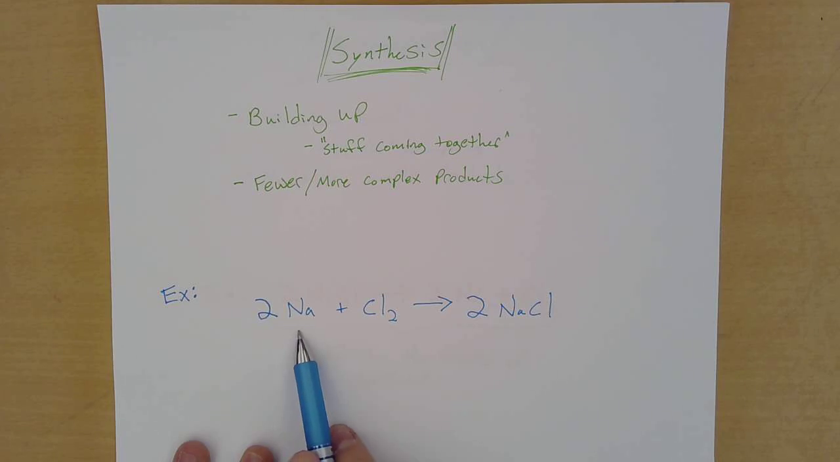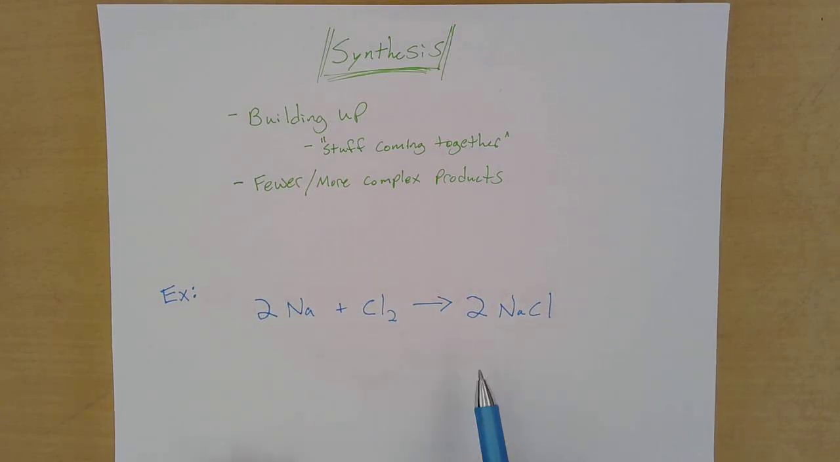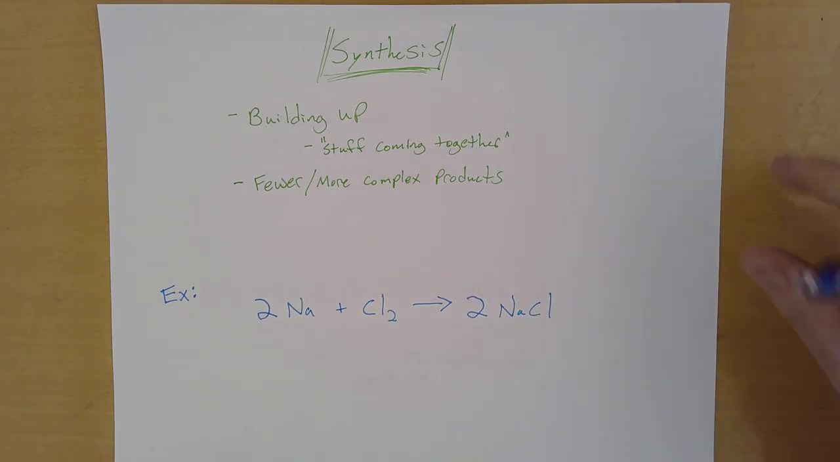So over here, I have 2 reactants. I have sodium and I have chloride. Remember, reactants meaning this side of my reaction arrow. And then on the other side, I have one thing. I have fewer, more complex products. So these 2 things came together, which means that we have a synthesis.